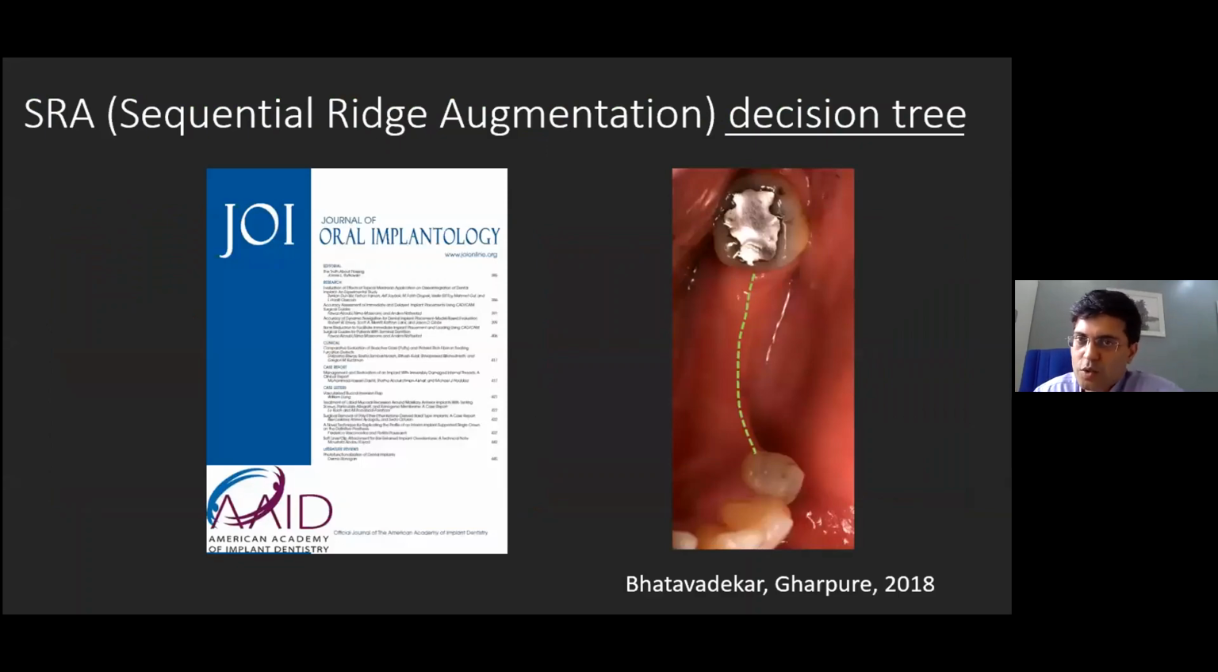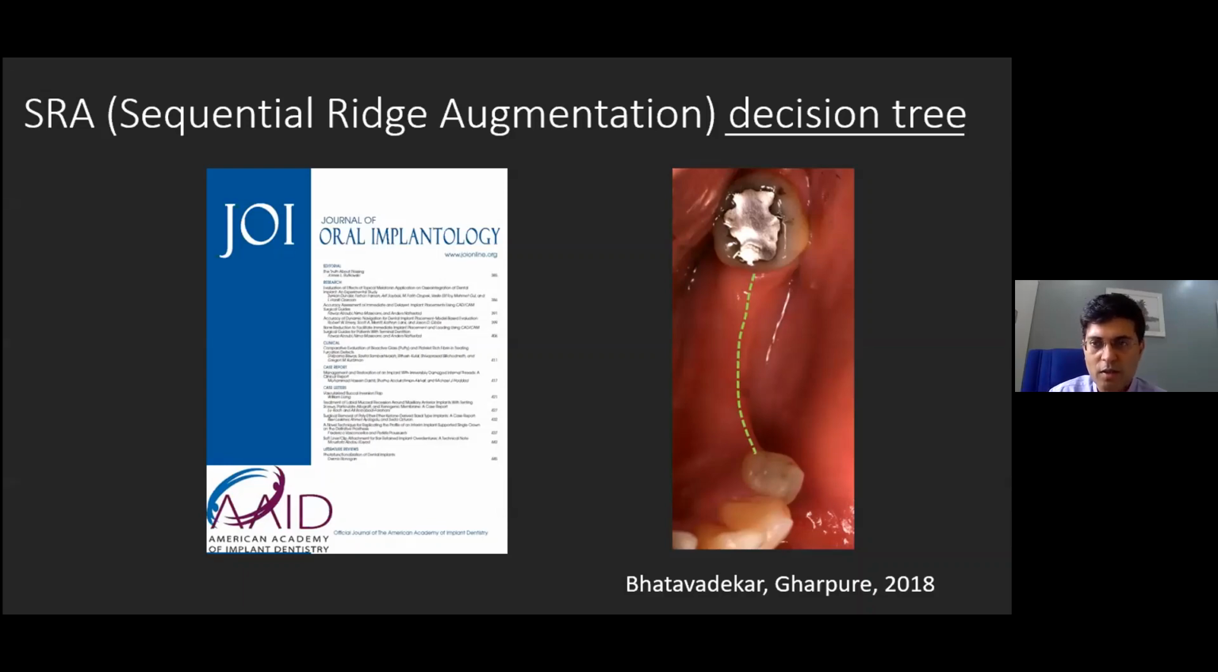One other thing I just want to share with you really quickly is a recent algorithm which we published in the AAID journal, Journal of Oral Implantology. I call this the SRA, Sequential Ridge Augmentation Decision Tree. This will help clinicians in understanding and deciding what sequence of augmentation you should do. If you have a defect like this, whether you should do soft tissue augmentation first or hard tissue augmentation first. This is a good algorithm to help you decide that.